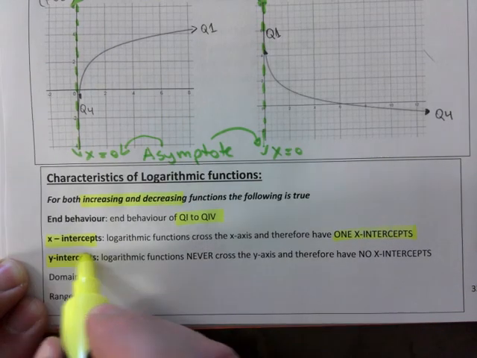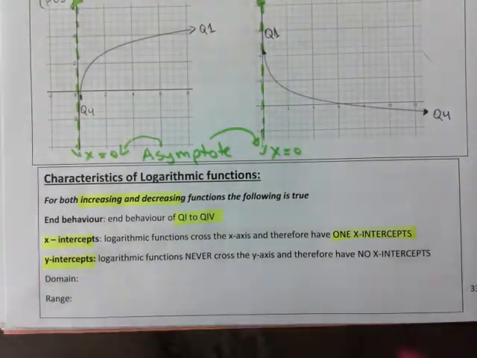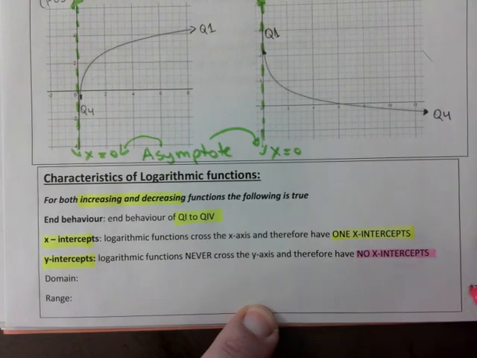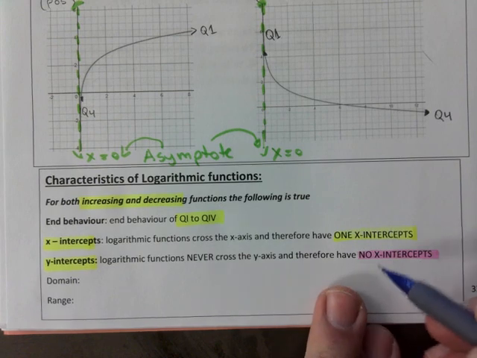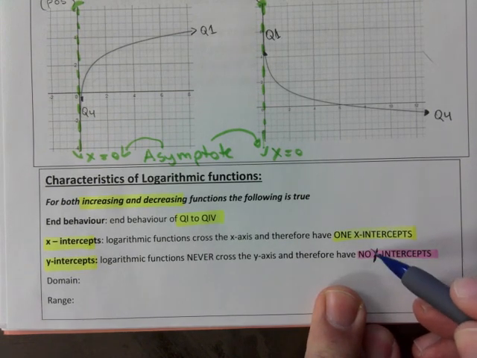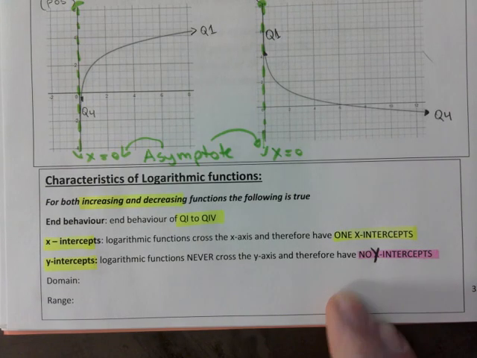But when it comes to Y-intercept, using a different color here, there are no... oh wait, what's that typo? You see that? There are no Y-intercepts. Can you change that? There are no Y-intercepts.